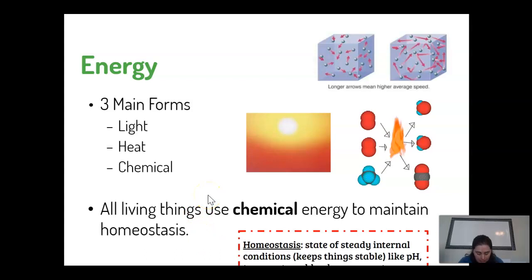Let's look at the next slide, and we have energy. There are three main forms of energy on Earth. We have light energy and heat energy and chemical energy. All living things use chemical energy to maintain homeostasis. And then we also have the homeostasis definition, which is cut off on the bottom of your screen. So homeostasis is the state of steady internal conditions, meaning everything stays stable, like pH, temperature, blood pressure, amongst other things that we keep stable in our bodies.